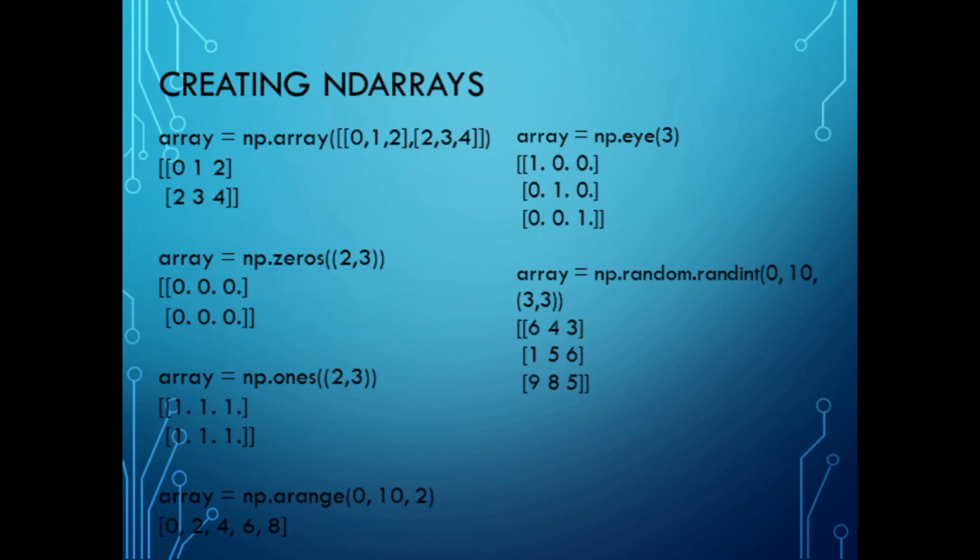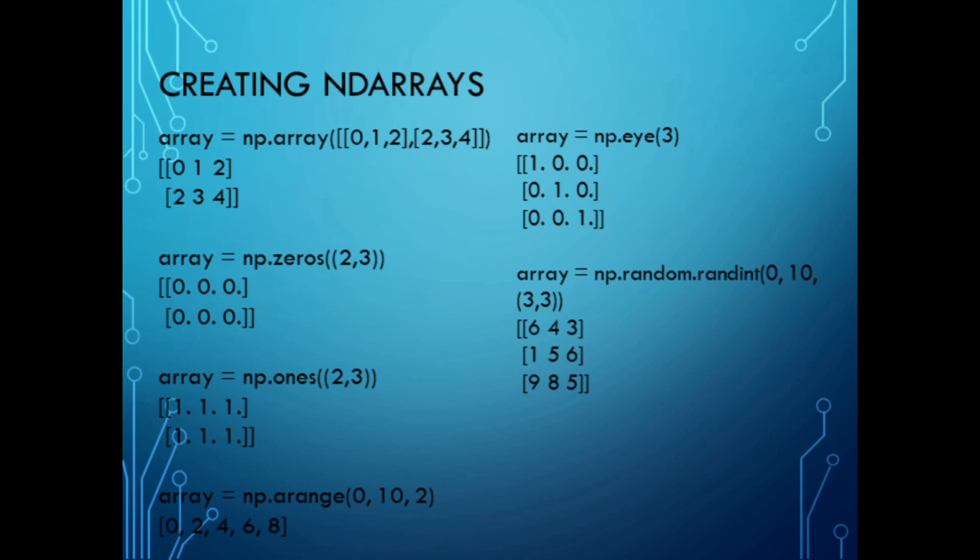Next we will see how to create an ndarray. There are more examples here. The first one is np.array with 2 rows and 3 columns. The first row is 0, 1, 2 and the second row is 2, 3, 4. We already saw that array is a function, so we pass the parameters in square brackets separately for each row.